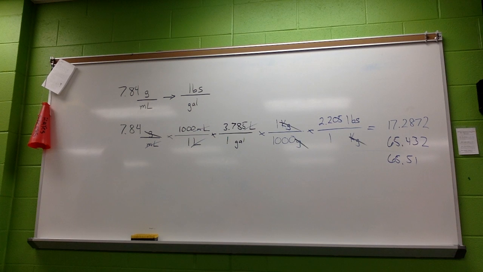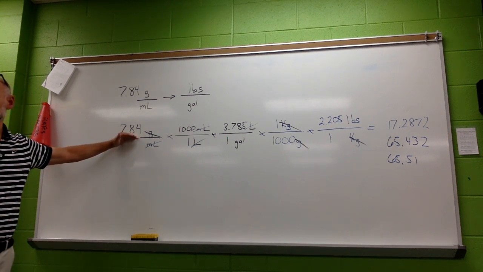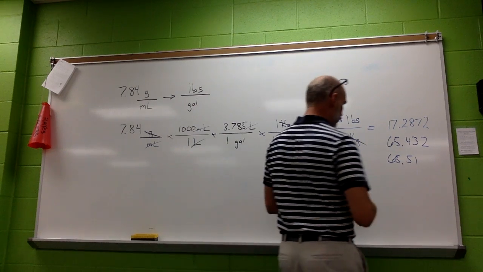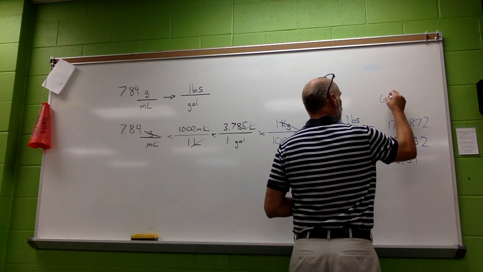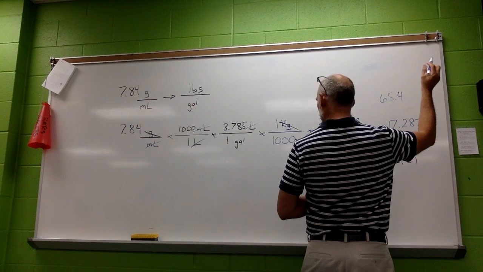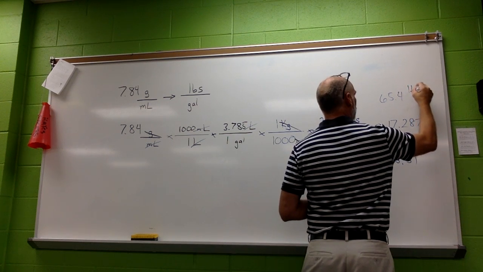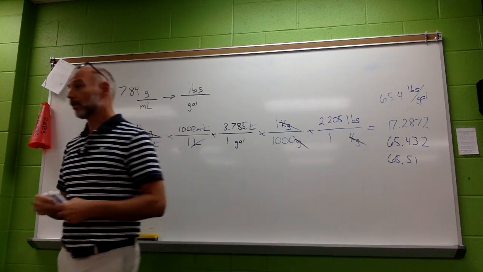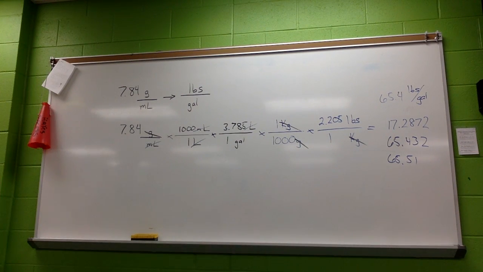So when you do it that way, which is the answer that's actually correct? 65.432. However, since our only measurement in here is this one, my answer is limited to 3 significant figures. So the correct answer would be 65.4 pounds per gallon. That's pretty dense stuff.